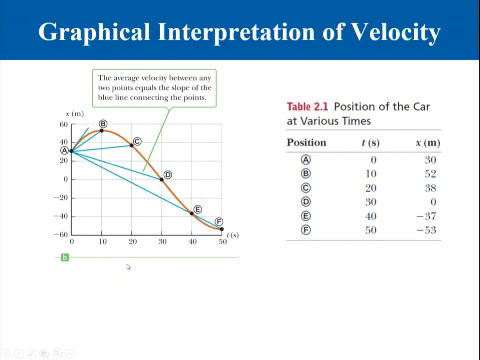So the average velocity between any 2 points equals the slope of the blue line. Here we don't care about the details of the path. We only care about the initial and final position, because the displacement is determined by these initial and final positions. Okay?